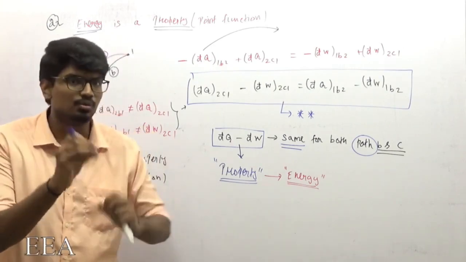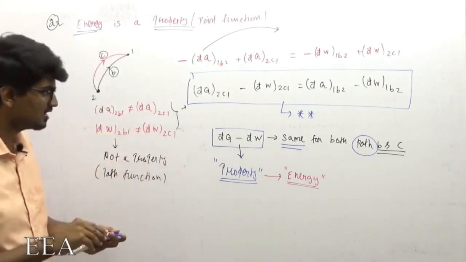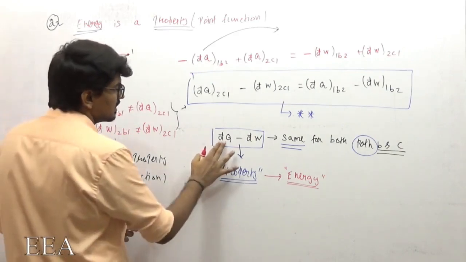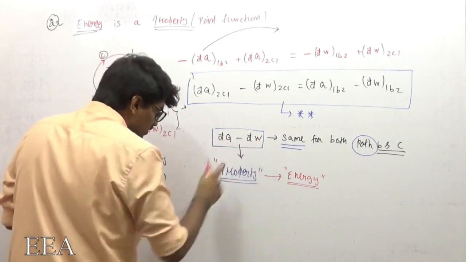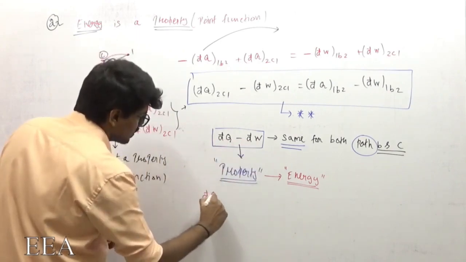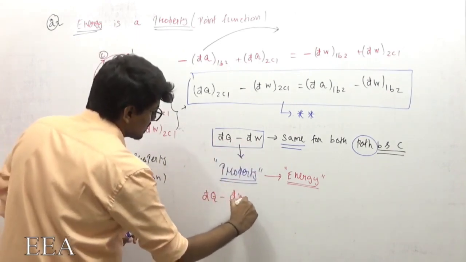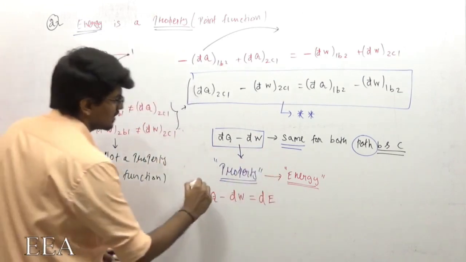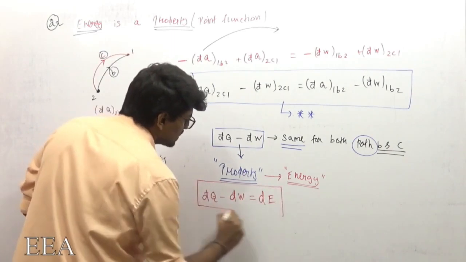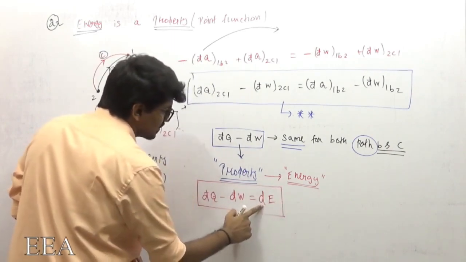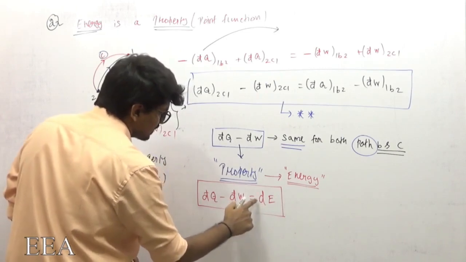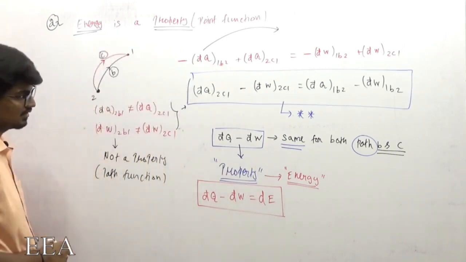Just wait for a moment, I will say it now. The difference between heat transfer and work transfer, that is d'q minus d'w, is going to give me the change in the energy, that is dE. Why am I using d here and not d'? Because it states that it is an exact differential. It is not an inexact differential.